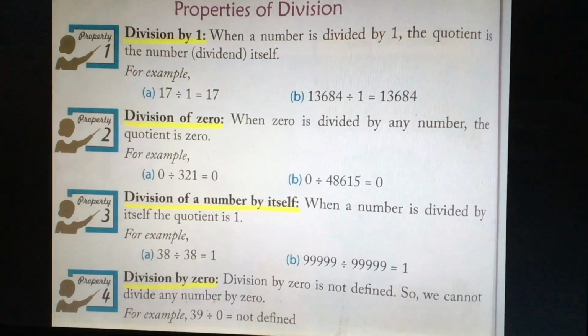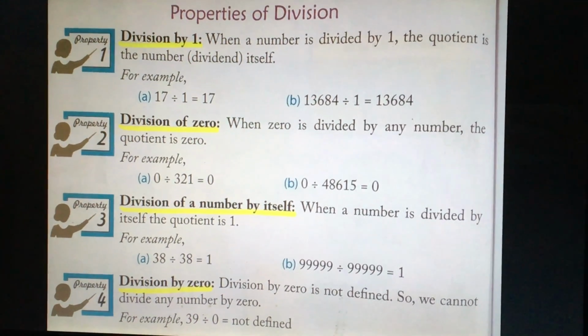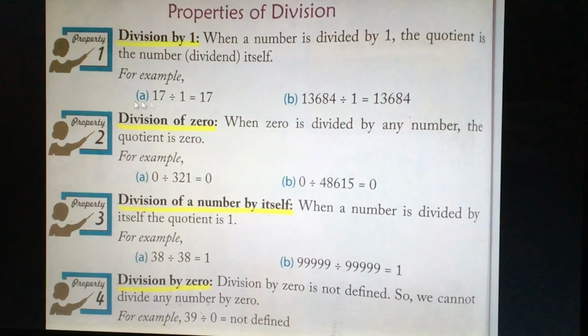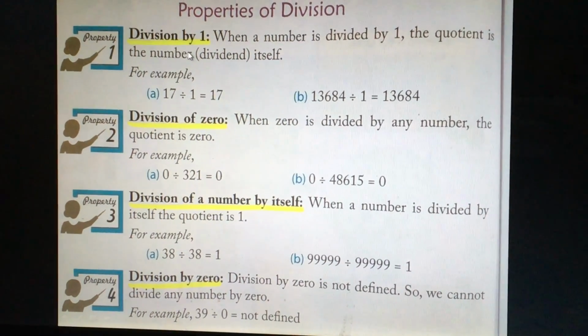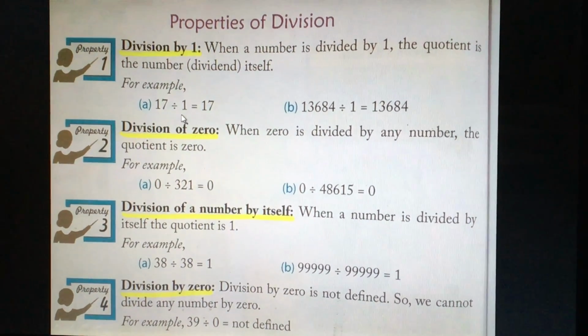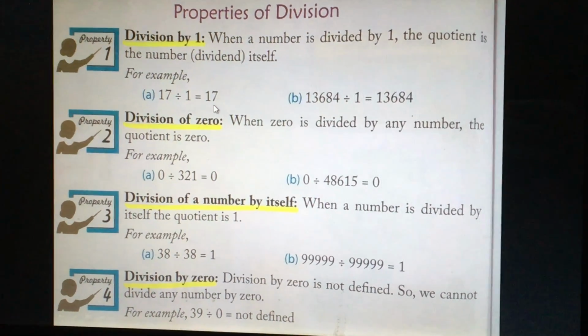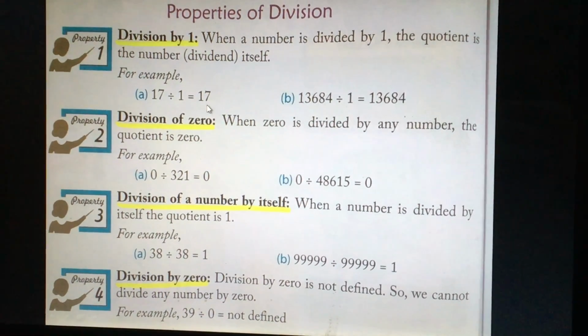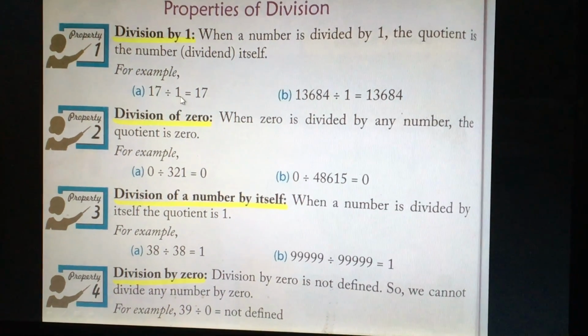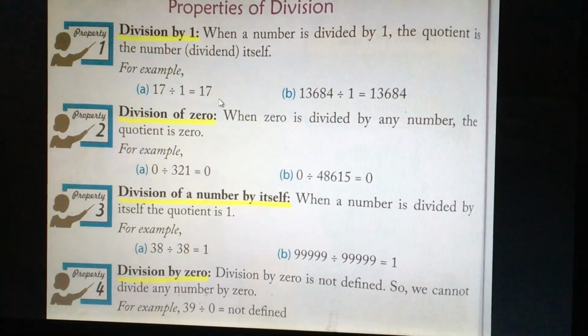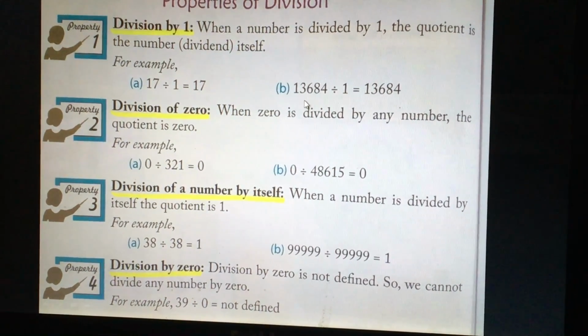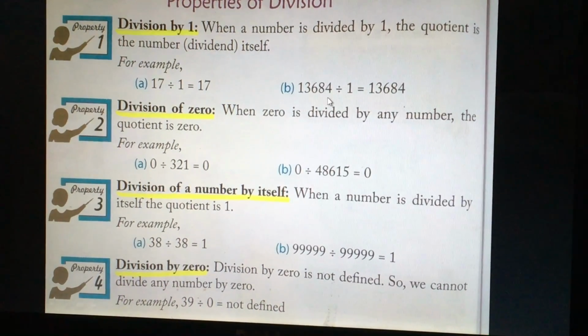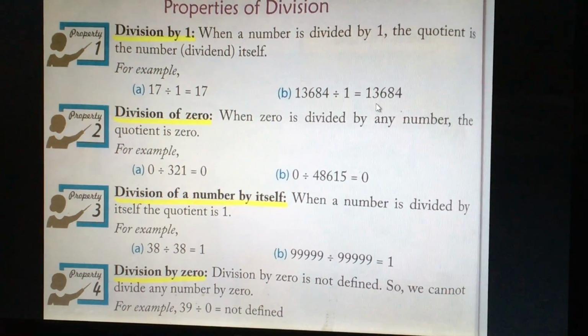Now let us study the properties of division. The first property: division by 1. If we divide a number by 1, we will get the number itself. So 17 divided by 1 will give us 17. So any number, small or large, any number divided by 1 will give us the same number.